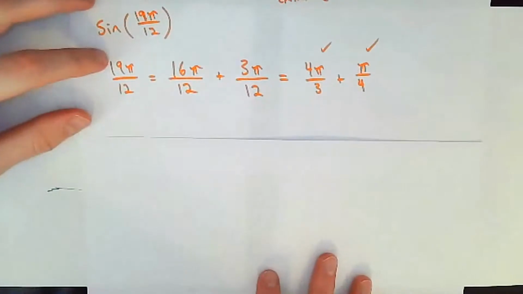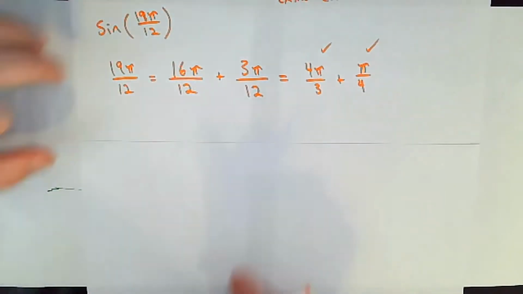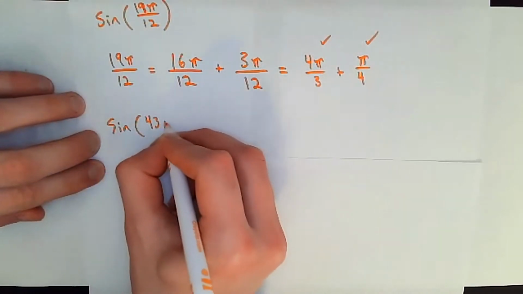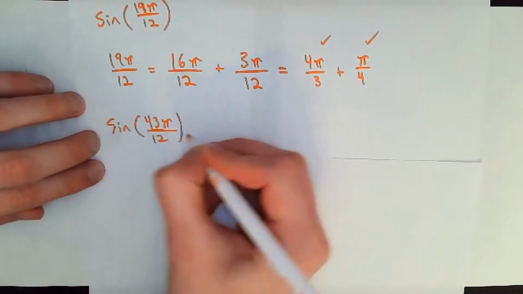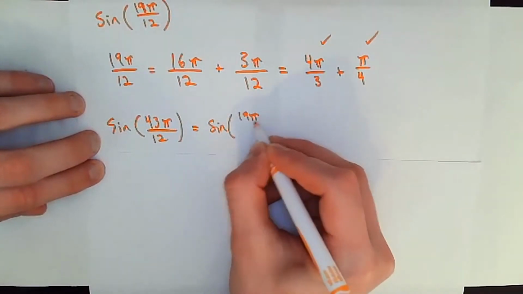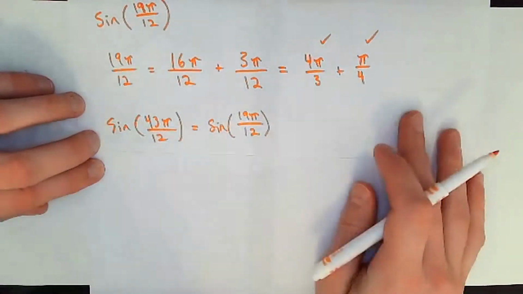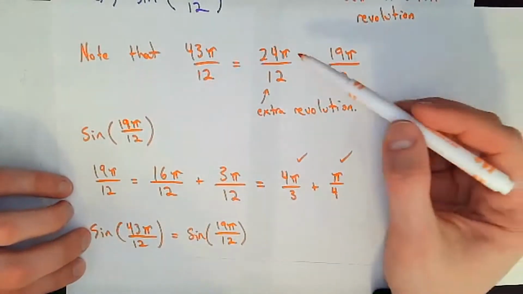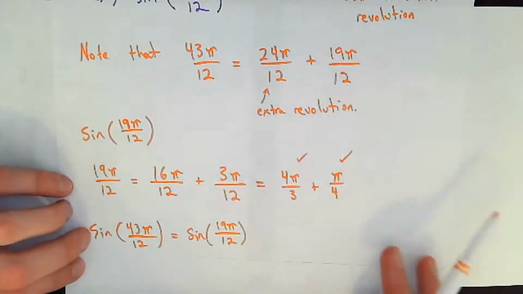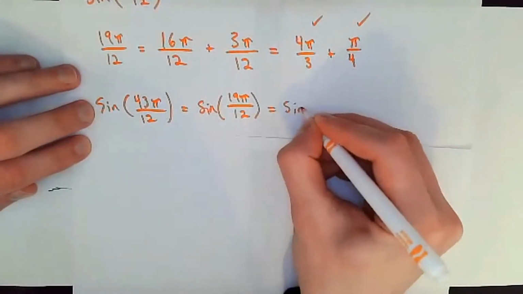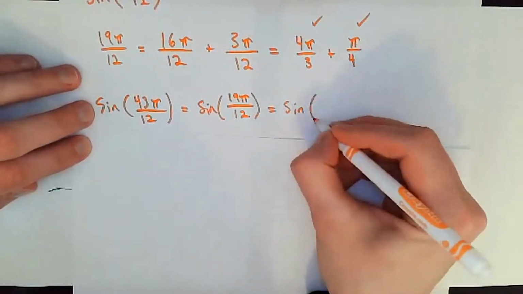So where are we at? Let me get us caught up with where we're actually at. We've got that sine from the original problem, 43 pi over 12, which is the same as sine of 19 pi over 12 by getting rid of that extra revolution, the extra 2 pi, which in terms of a denominator of 12 is the same as 24 pi over 12.